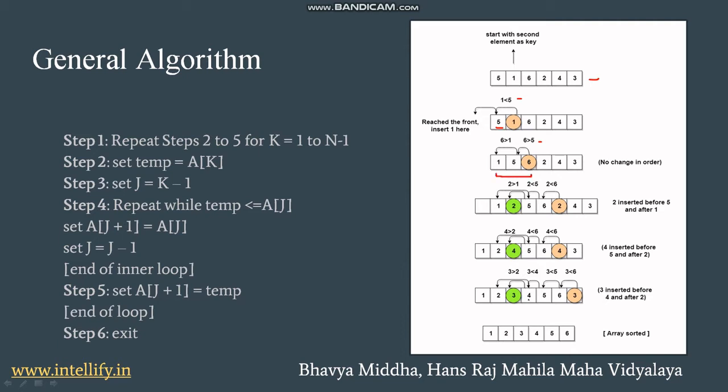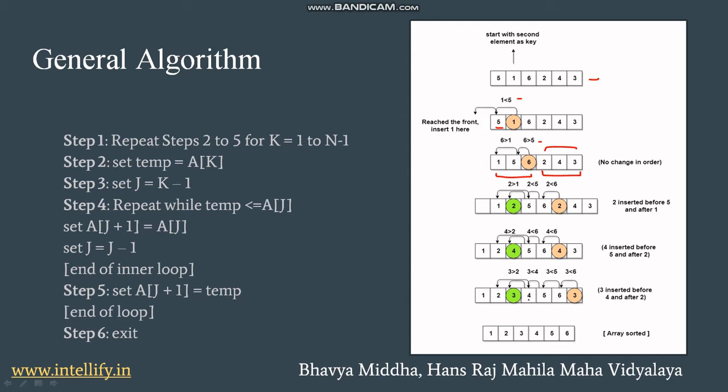At this point, my students, I want you to note that our array is divided into two subparts. One is the sorted array and the other is the unsorted array. 2, 4, and 3 are a part of the unsorted array. Now, this process of comparing and inserting continues for 2, 4, and 3. 2 is inserted before 5 and after 1.